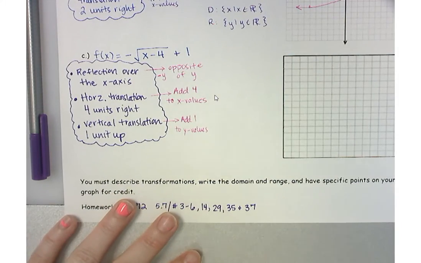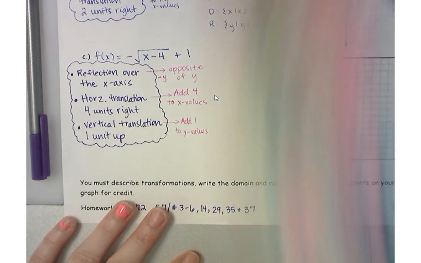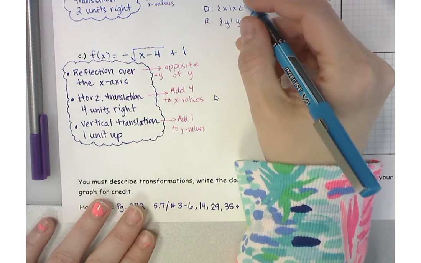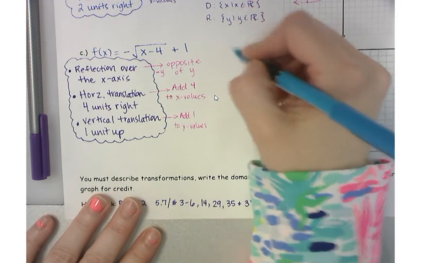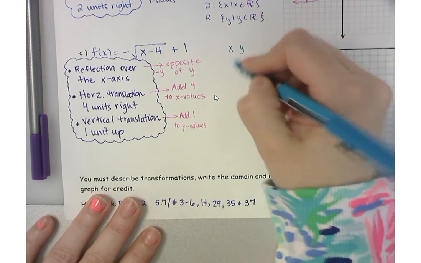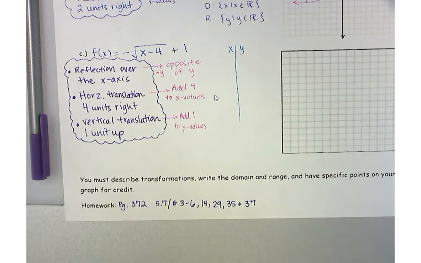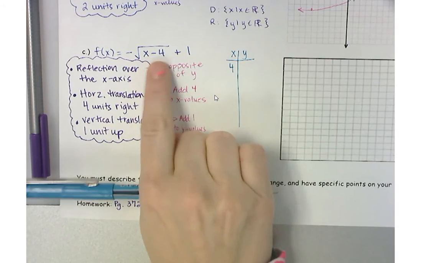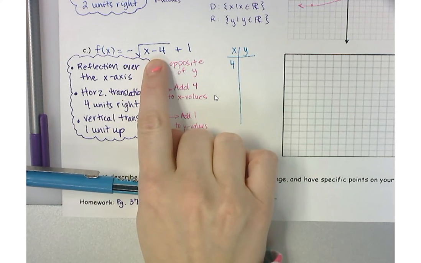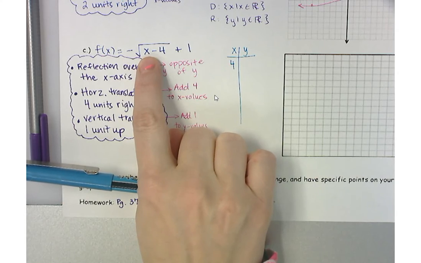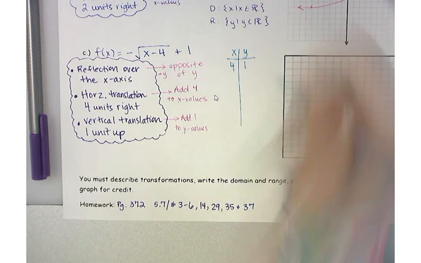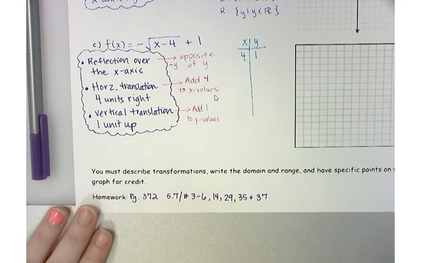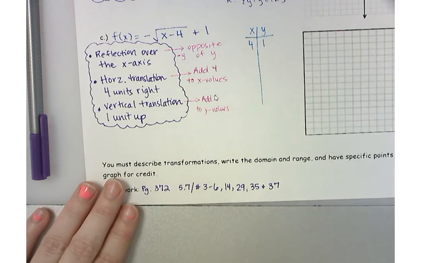The next one I'd want to get, Ian and Christopher, the next number I'd want to plug in is what? 8. Which one would I plug in before 8? 5, because 5 minus 4 is 1. The square root of 1 is 1. So this would be the opposite of 1, plus 1. Negative 1 plus 1 is 0. Okay, so you could just plug them in that way. With 8, it would be the square root of 4, which is 2. Negative 2 plus 1 is negative 1.